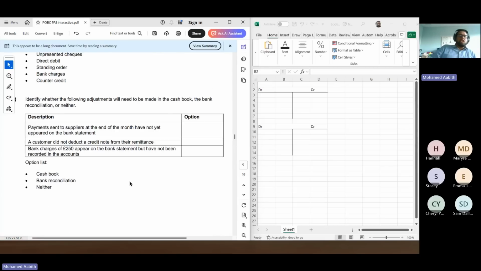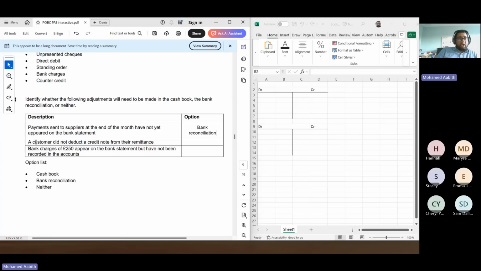Now, next one, they're asking you what adjustments you need to make. Do I have to adjust my cash book, or do a bank reconciliation, or neither? Let's look at the first one. Payments sent to suppliers at the end of the month have not yet appeared on the bank statement. According to this, I have already made my entries into my cash book. My cash book already has a credit entry. So do I have to update the cash book again? No. Therefore, you only do a bank reconciliation for them as an unpresented check.